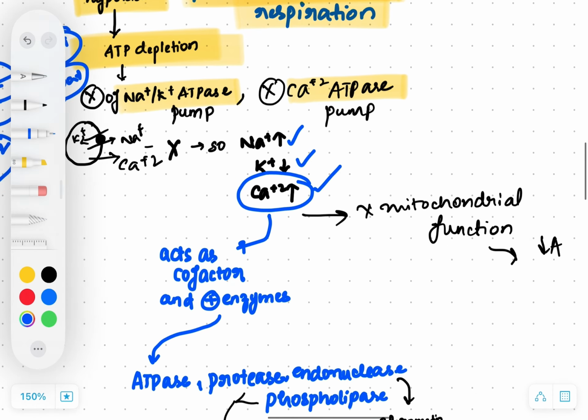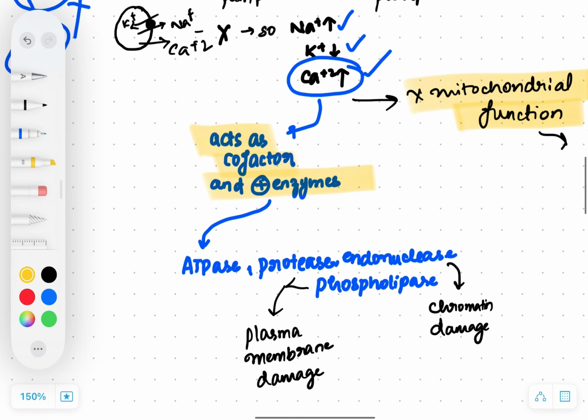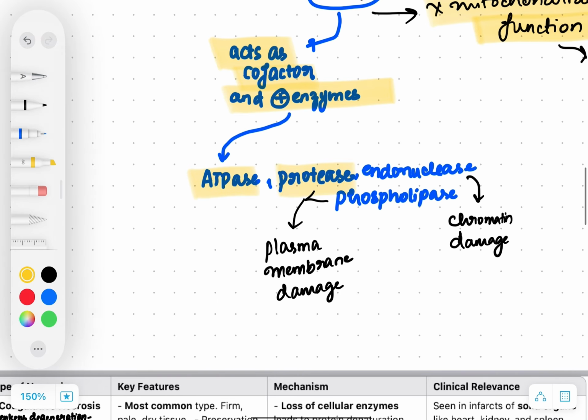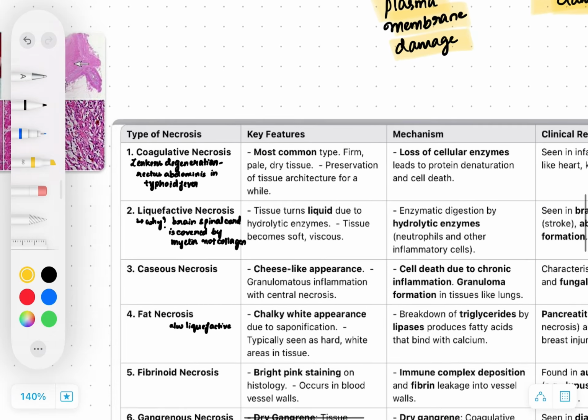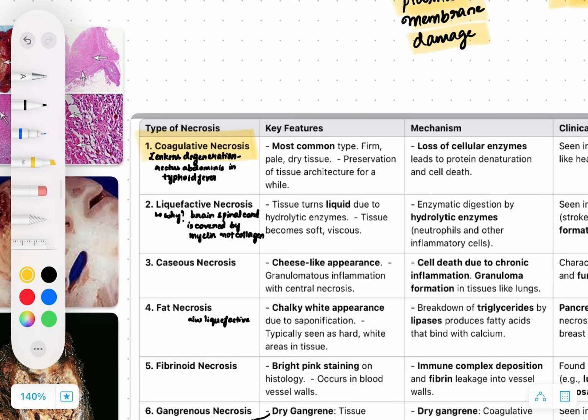This increase in calcium ions will cause mitochondrial dysfunction, leading to a decrease in ATP. Calcium also acts as a cofactor for various enzymes and activates enzymes like ATPase, protease, endonuclease and phospholipase. ATPase will decrease the ATP, protease and phospholipase will cause plasma membrane damage, and endonuclease, as the name suggests, will cause chromatin damage. So coming to the types of necrosis, the first one is coagulative necrosis.